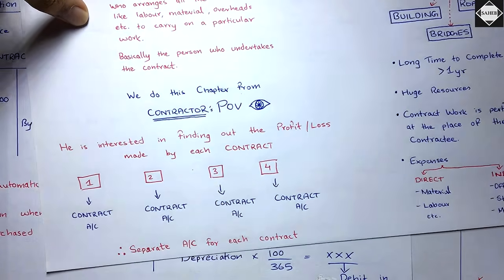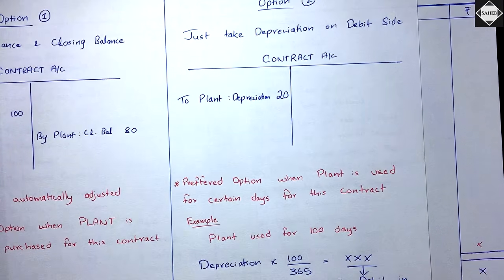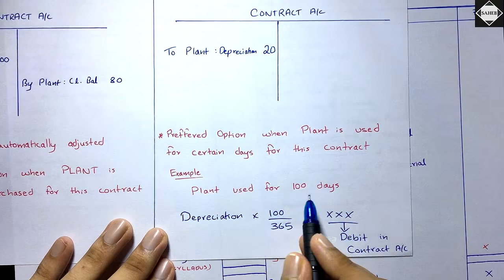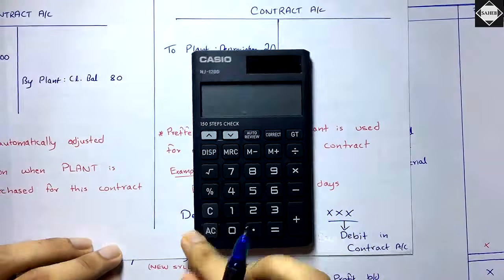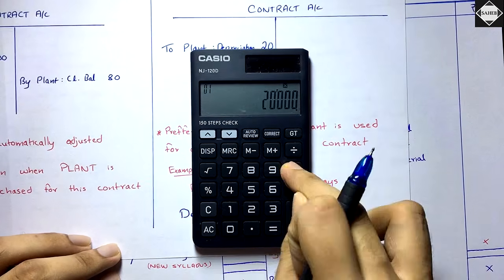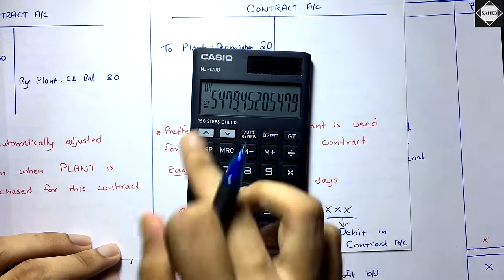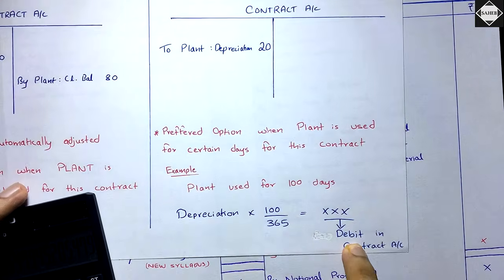If something like that happens, where the asset is used for certain days in certain contracts, then what you can do is you can only charge the depreciation. Say the plant is used for 100 days, and the depreciation is 20,000. So 20,000 into 100, as it has been used for 100 days, divided by 365. So this much depreciation, 5,479.4, this much you will charge in the contract account.